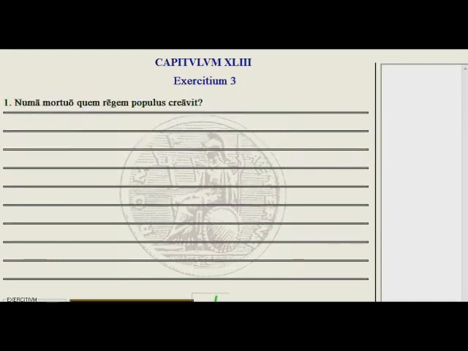Numa mortuo, quem regem populus creavit? After Numa was dead, with Numa dead, our ablative absolute here, with Numa dead, whom did the people choose as king? And the answer, Numa mortuo, Tullum Hostilium regem populus creavit. Numa mortuo populus Tullum Hostilium regem creavit. Bene. So try the rest of those, and then I will see you in lesson 2.